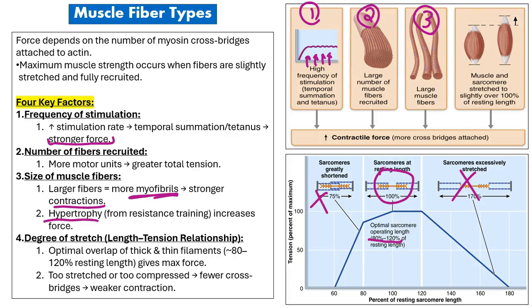force. So these 4 key factors here, the frequency of the stimulation, the number of fibers recruited, the size of the fibers recruited, and the degree of stretching, give you that maximum muscle strength. Okay? And if we have the maximum muscle strength, that means our force is going to have a lot more cross bridges that are going to be attached to that actin.